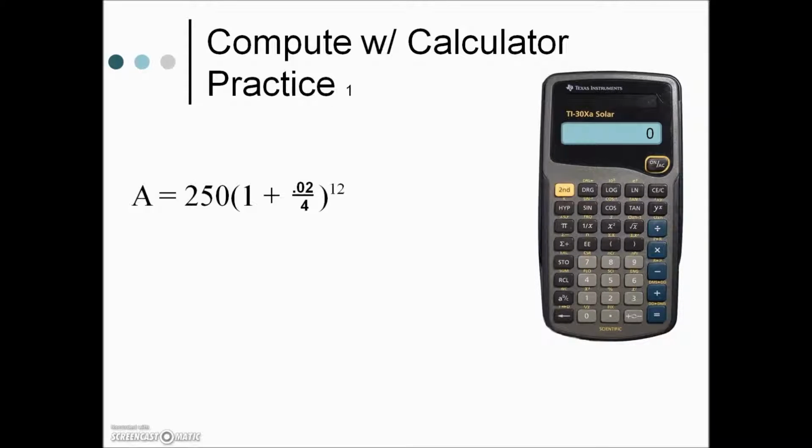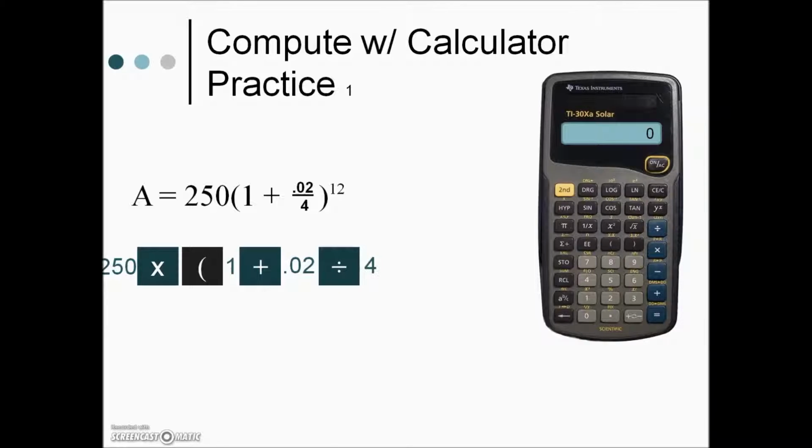So here we have a graphic showing you a TI-30XA model calculator. Virtually any scientific calculator will work, and essentially what we're going to do is enter the information just the way it looks here in the formula. We have 250 times parenthesis 1 plus 0.02. The fraction bar means divide, 4, and paren, and then we have 12.